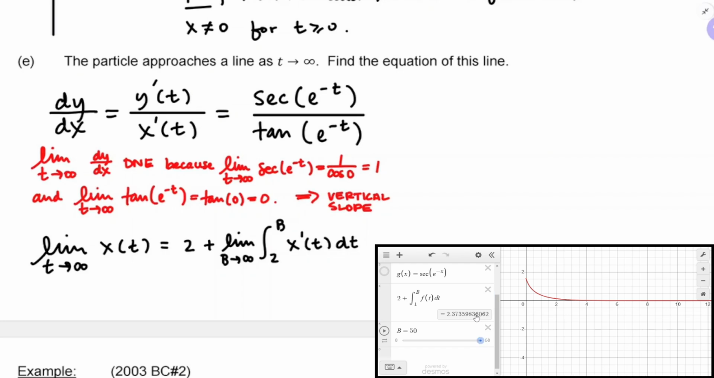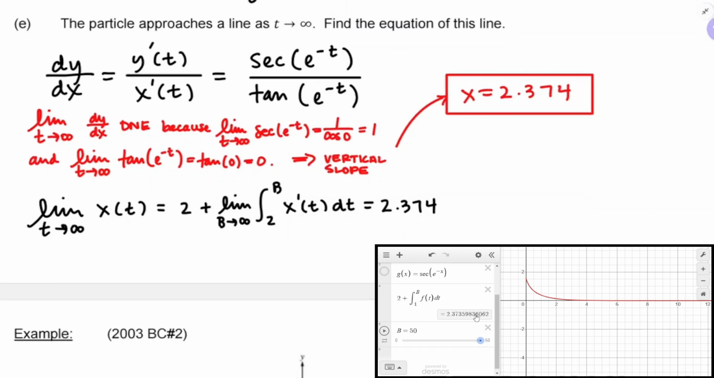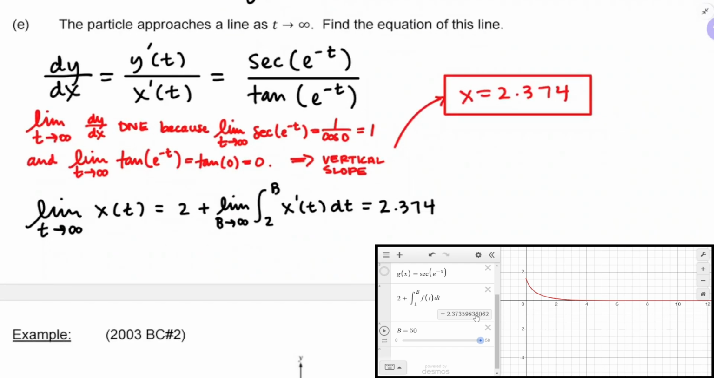Okay, we don't usually analyze limits numerically, at least in my calculus class, but that was an example of us doing that. So that's going to be 2.374. And so I would say that the equation of this line that we're approaching is going to be x equals 2.374. This vertical line. But I would also say that this very possibly exceeds the scope of Cal BC. Okay, but it was a good, exciting problem.